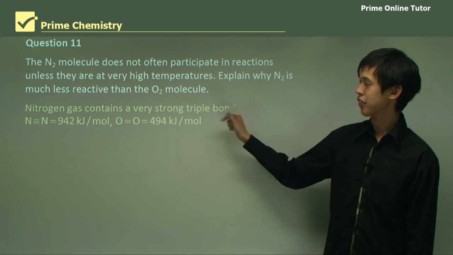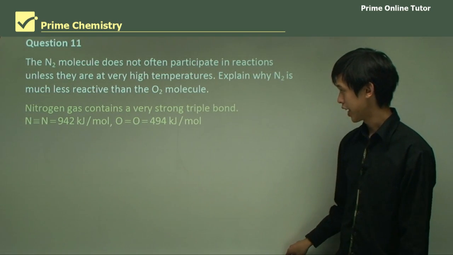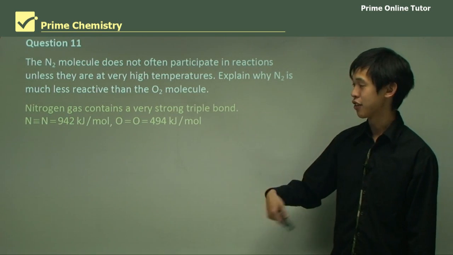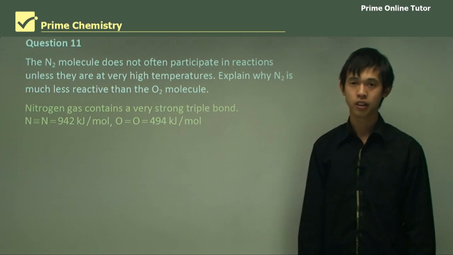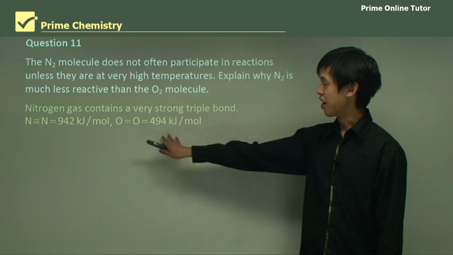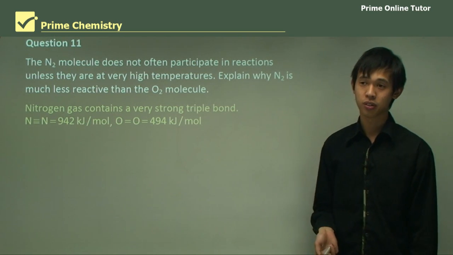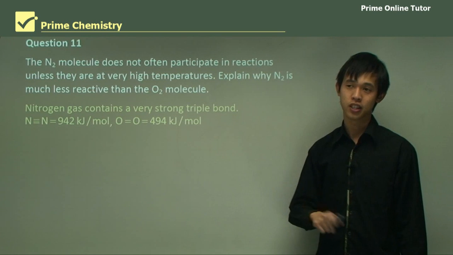So firstly, we need to understand that nitrogen has a very strong triple bond. Okay, so it has N triple bond N. And the total bond energy is 942 kilojoules per mole. The oxygen bond energy is only 494. So the N2 is almost twice as strong as the O2 in terms of its bond energy.